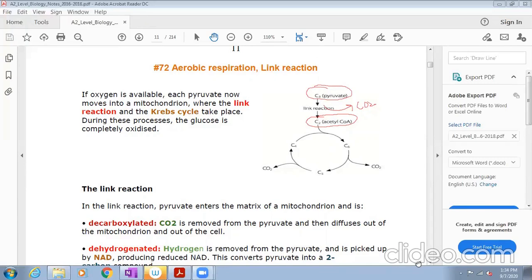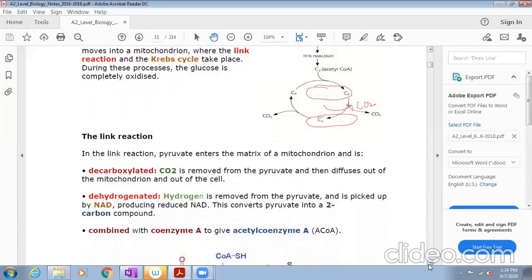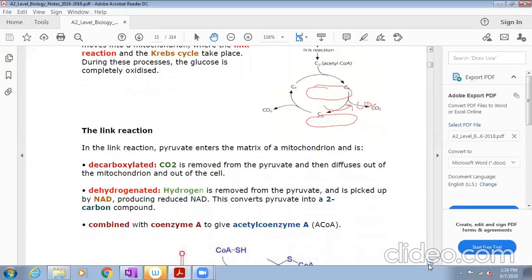You can check here. In the link reaction, pyruvate enters the matrix of the mitochondria and is decarboxylated. Carbon dioxide is removed from pyruvate and then diffuses out of the mitochondria and out of the cell. We already know that in respiration, carbon dioxide forms. Dehydrogenated, the hydrogen is removed from pyruvate and is picked up by NAD, producing reduced NAD. That converts pyruvate into a two carbon compound called what?